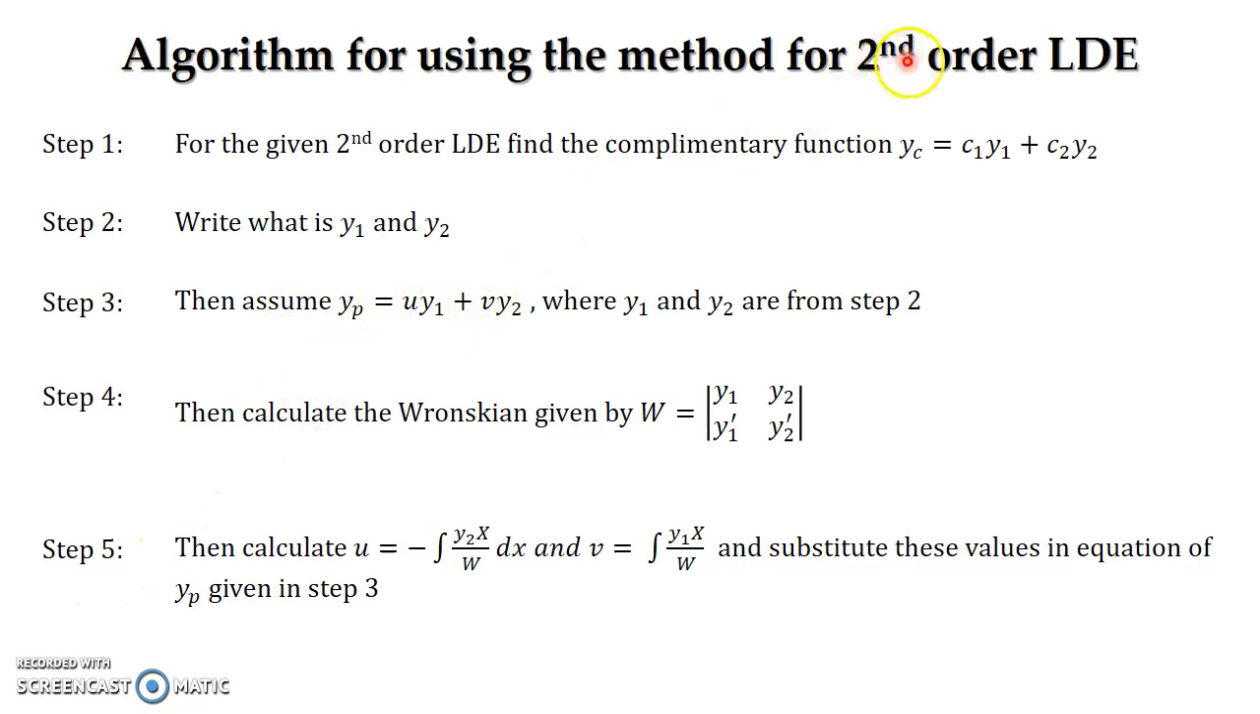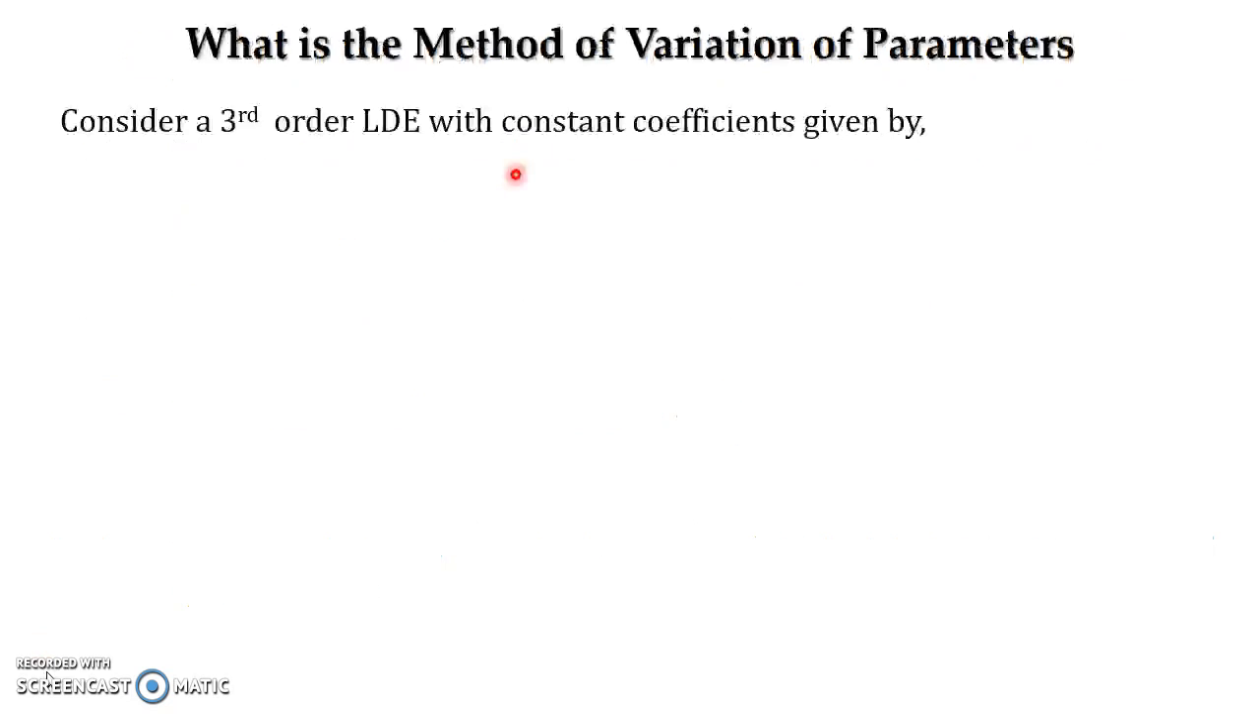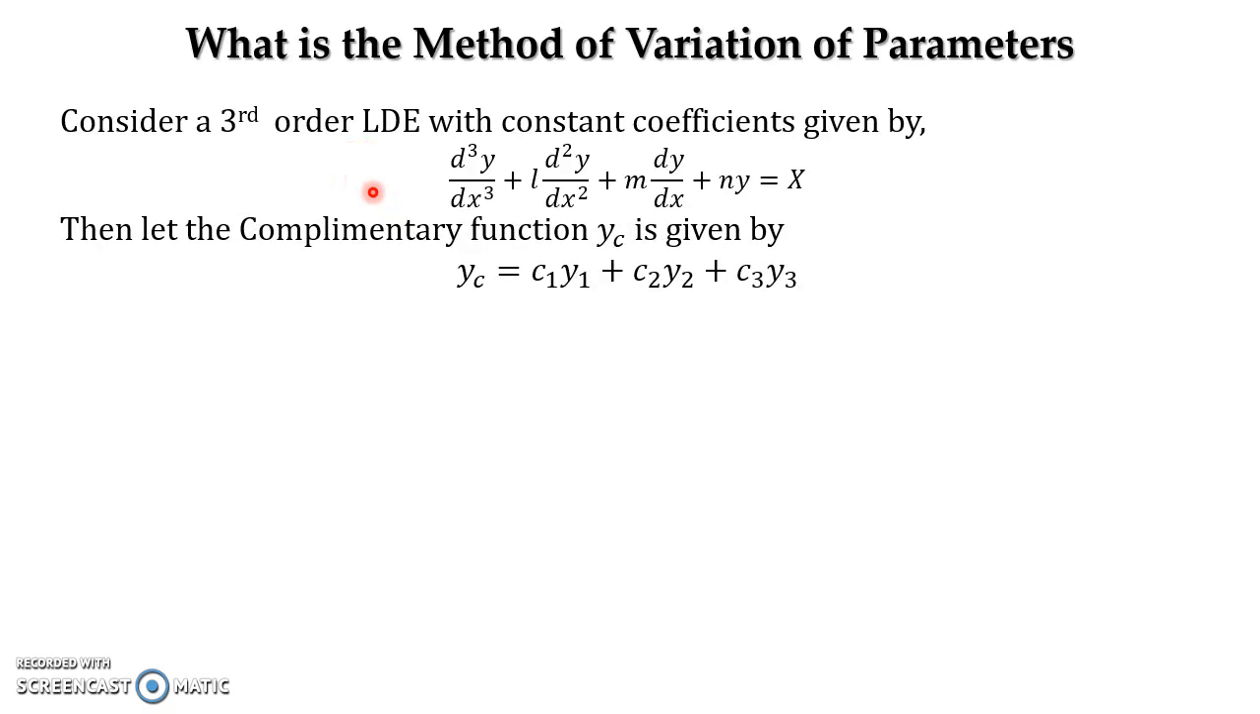Now just like the second order LD, we can also use the method of variation of parameters for solving third order linear differential equations. Let us look at that. Let us consider a third order LD with constant coefficients given by this particular equation. Just like the previous method, we are going to find the complementary function for this higher order linear differential equation, and it will be written as yc equal to c1 times y1 plus c2 times y2 plus c3 times y3. So the extra things are this new function y3 and this constant c3.